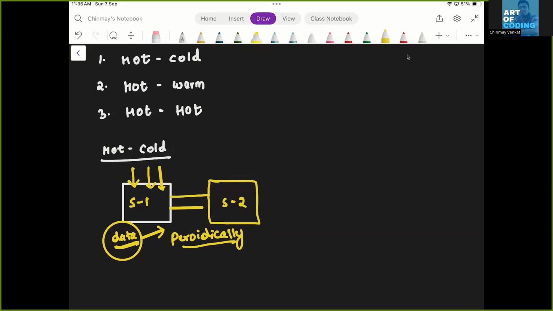In this architecture, if the data is transferred periodically, both reads and writes will come to server one itself. They do not go to the duplication servers. This is the hot cold architecture.